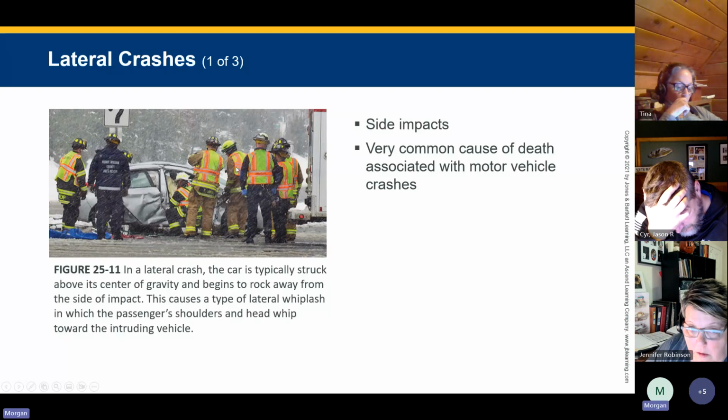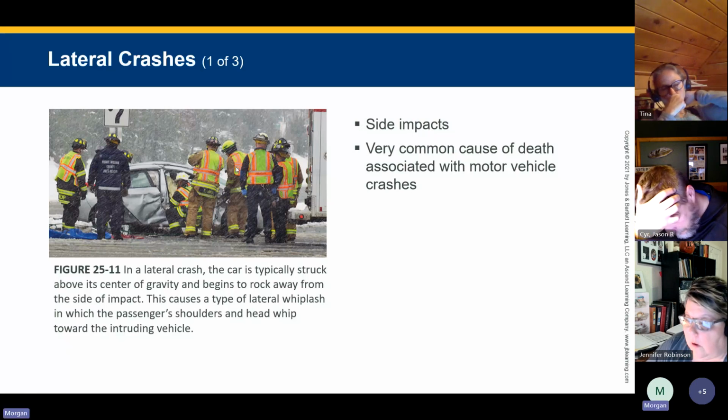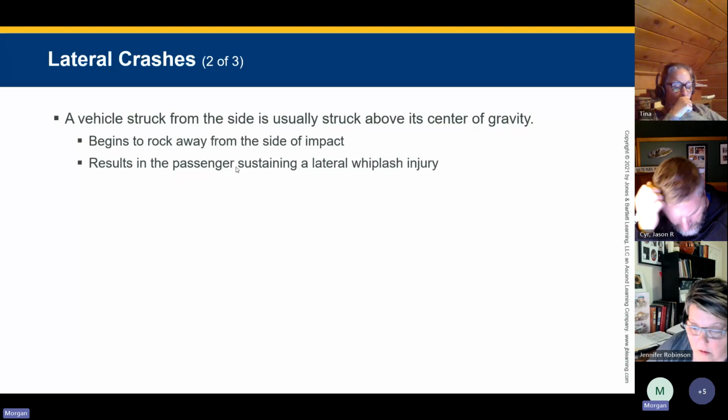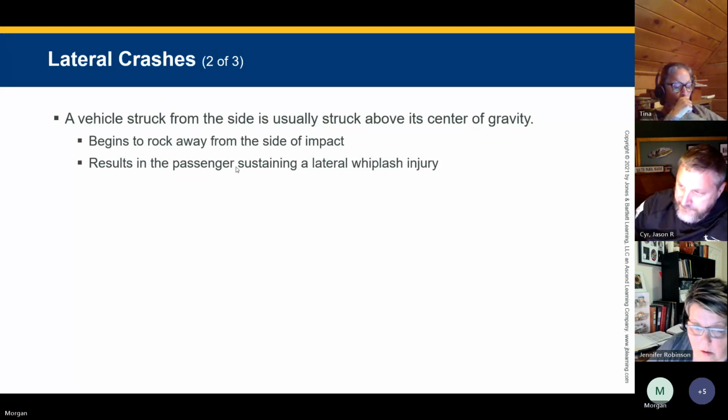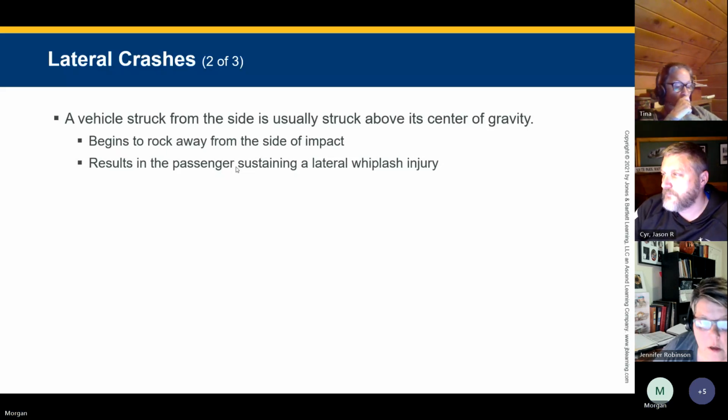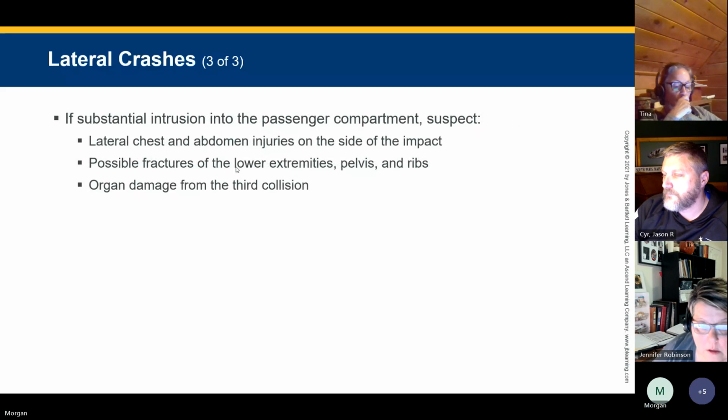That happens a lot with people who run red lights. A vehicle struck on the side is usually struck above its center of gravity, begins rocking away from the side impact, and results in passengers sustaining whiplash. So like the lateral, the side to side.